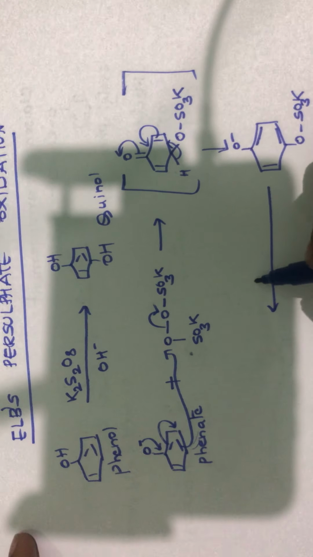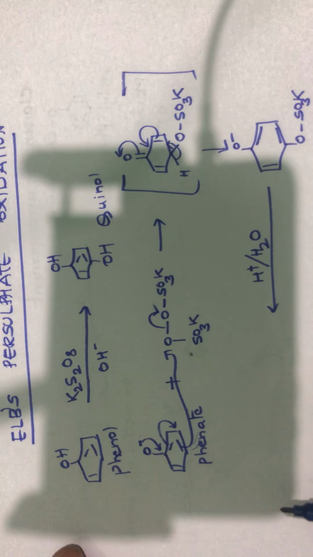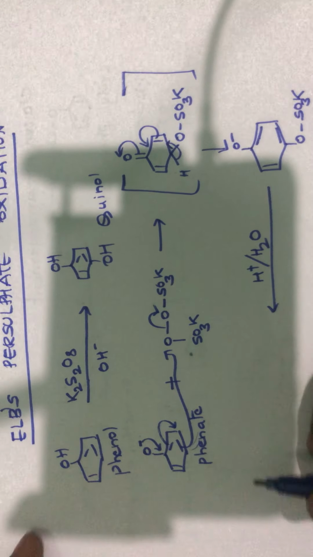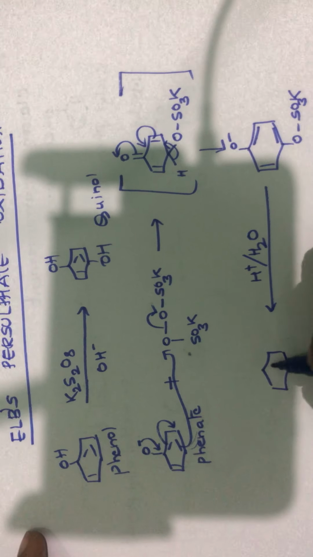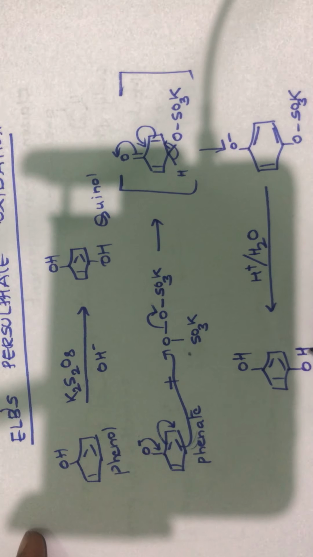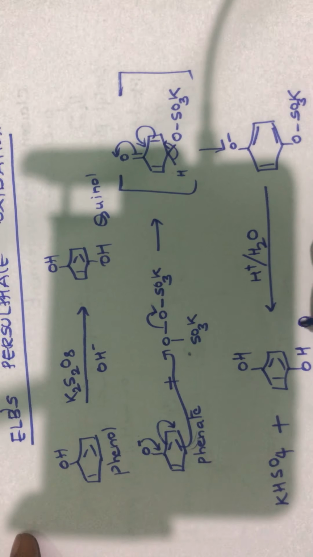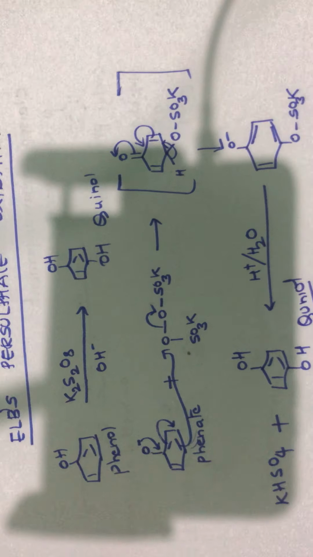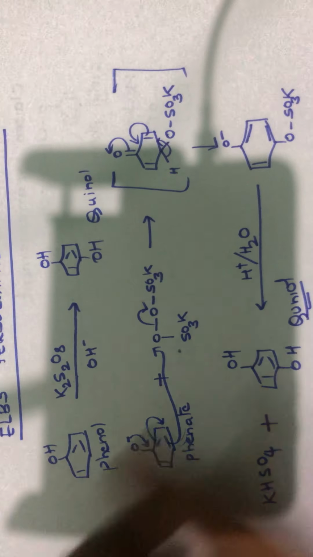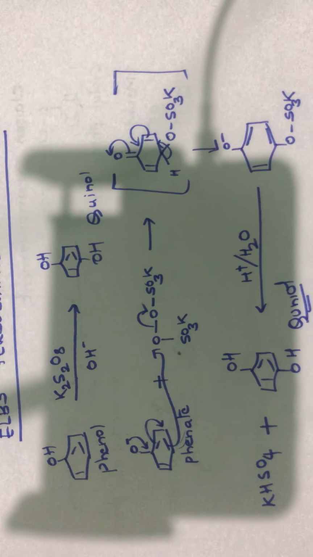Then on acidification, H plus and water. On acidification, what happens? You get this compound, benzene, OH, plus KHSO4 is what you get. So you get a quinol. This is what generally happens in an Elbs persulfate oxidation. A monohydric phenol is converted into dihydric phenol by using potassium persulfate in a basic medium.